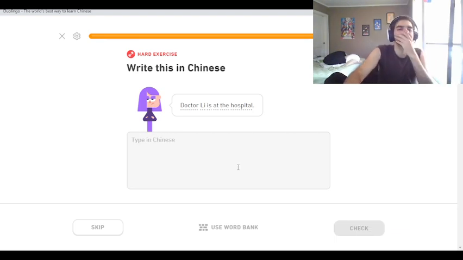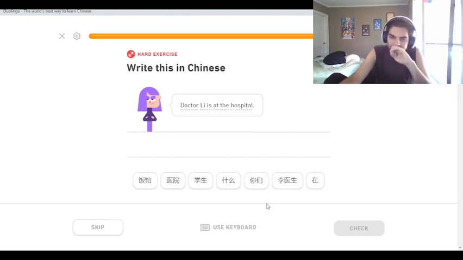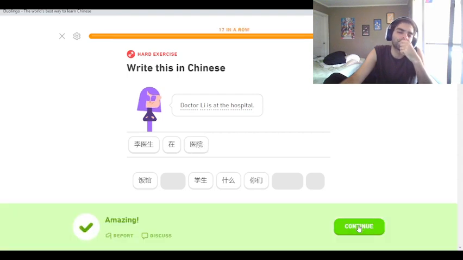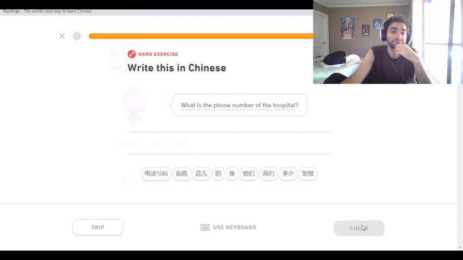I don't remember. We're going to use the word bank. It's not giving up, it's just practicing in a different way. 李医生, Li Yisheng. 在, zai. 医院, yi yuan. Okay, there we go. Hospital, yi yuan. So it's showing us another way yuan can be used. I was thinking guan. I don't know why. It's been a while since I used the word hospital. Not even sure if I used it in Duolingo or if it was on the Hello Chinese app.